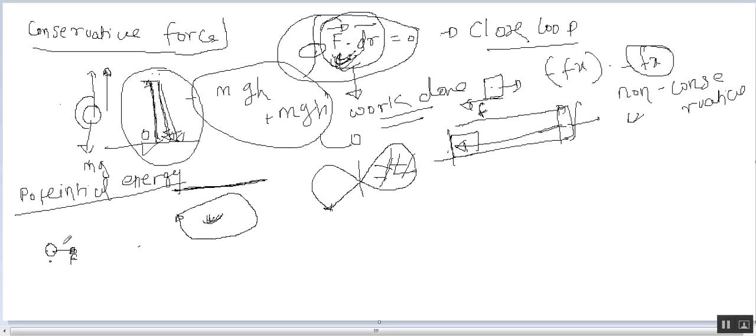The external agent takes the particle from point A to point B in such a way that it is always in equilibrium, that it has no kinetic energy at any point. This particle has no kinetic energy at any point.